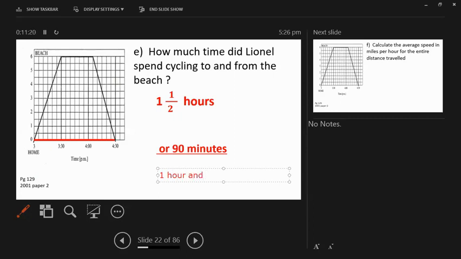Don't write down an answer just because everybody wrote the same answer down. That doesn't have to be correct. Just because everybody wrote it down doesn't mean that it's correct.